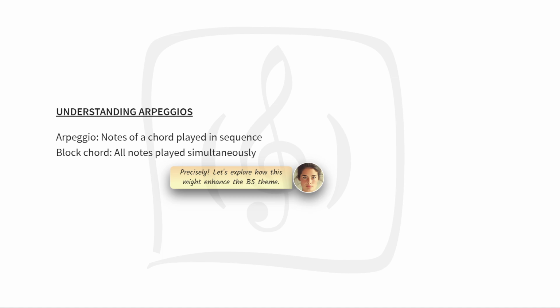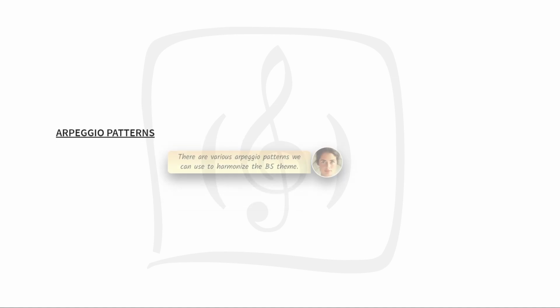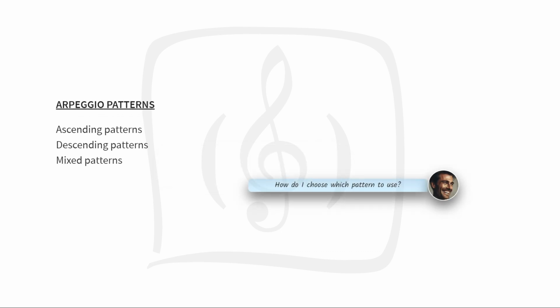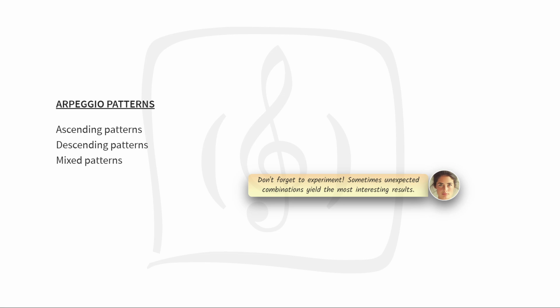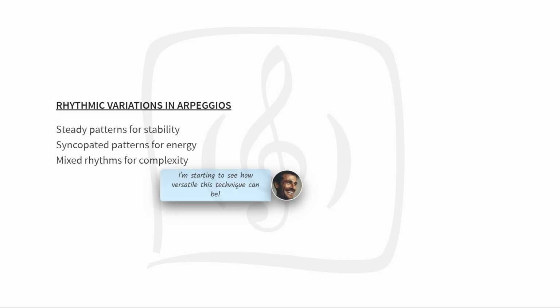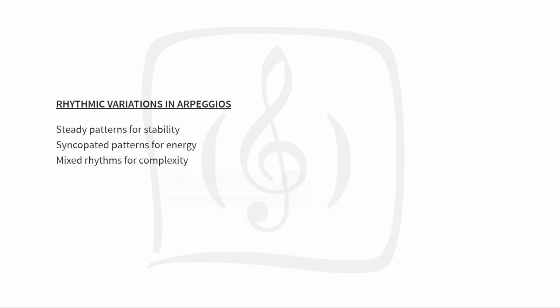Let's explore how this might enhance the B5 theme. There are various arpeggio patterns we can use to harmonize the B5 theme. How do I choose which pattern to use? Consider the emotional quality you want to convey. Ascending patterns can feel uplifting, while descending ones might be more reflective. You could also alternate patterns to create contrast between sections. Don't forget to experiment. Sometimes unexpected combinations yield the most interesting results. Let's not overlook the rhythmic possibilities arpeggios offer. I'm starting to see how versatile this technique can be. Exactly.